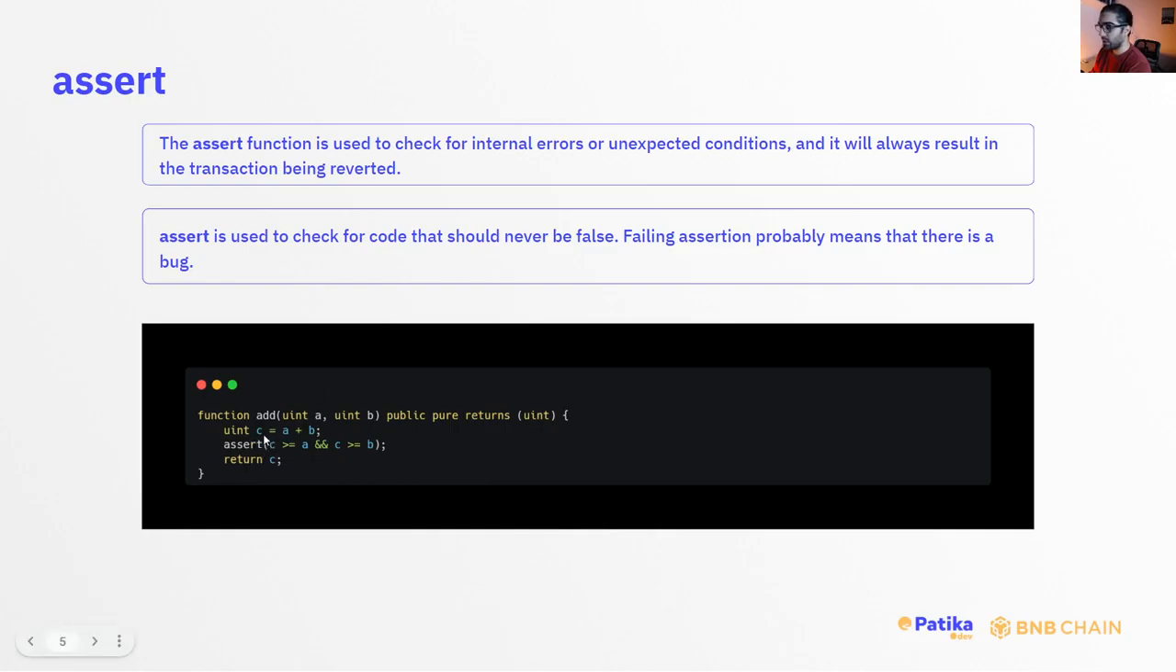We have a local variable c, which is a uint, and it's a plus b. So we are using this function and the condition that we want to meet here. Okay, then we return the value. So instead of just reading this code, let us switch to our editor and deploy our code together.